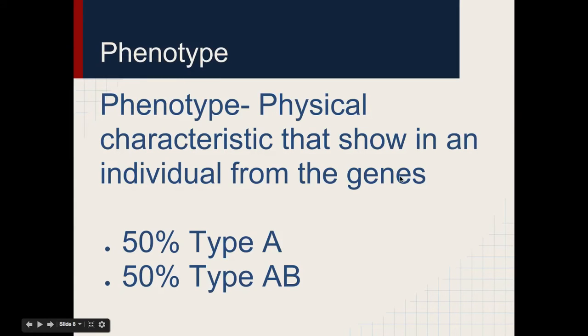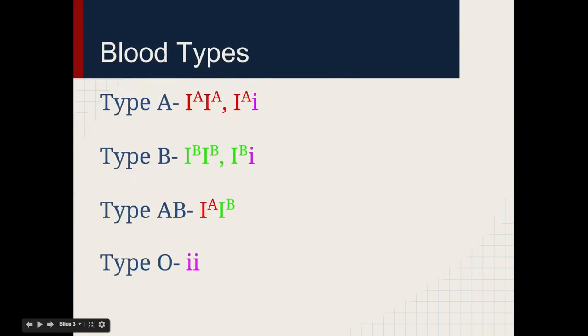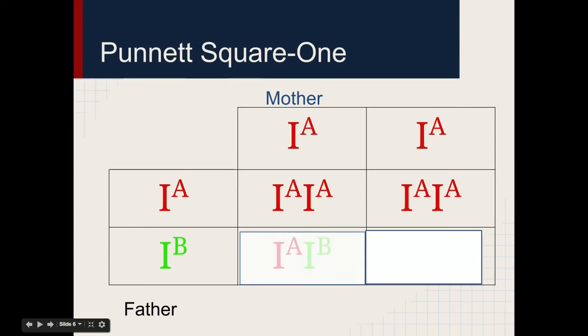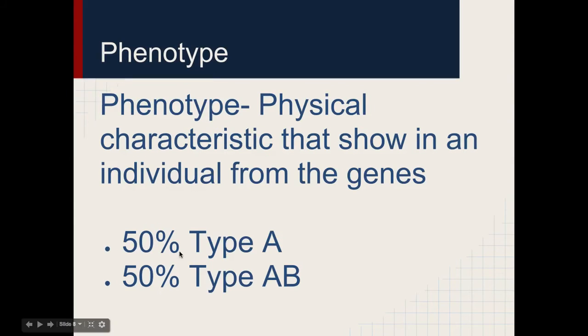Phenotype: phenotypes are physical characteristics that show in an individual from a gene. So if we look back at what makes a blood type, IA means you have type A, and IA and IB means you have type AB. So this couple has a 50% chance of a child being type A and a 50% chance of type AB. This is going to be the child's phenotype.